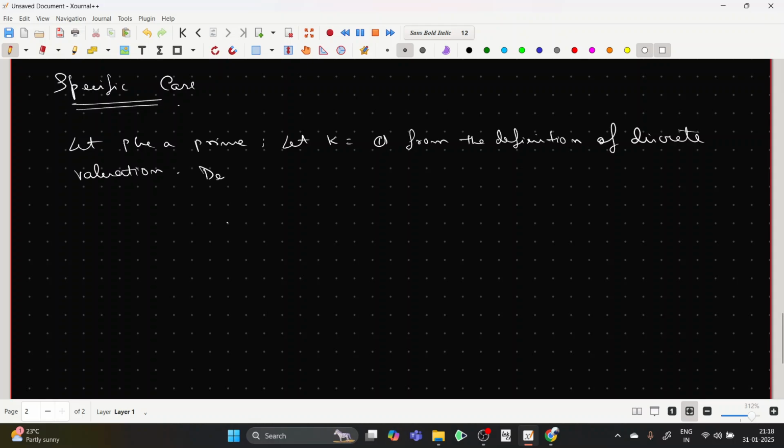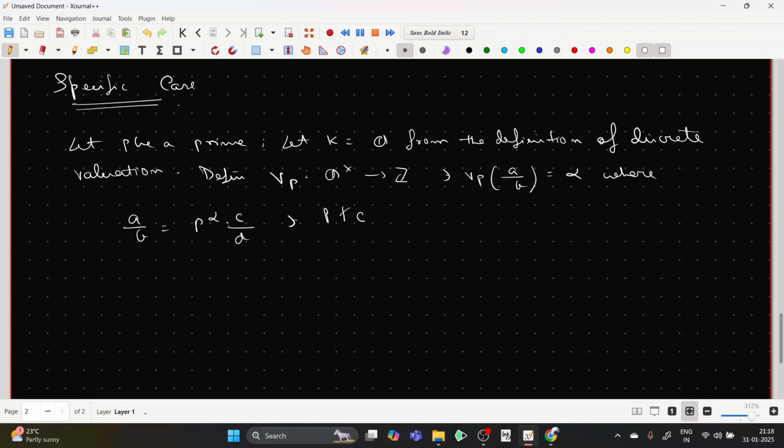Okay, define the map Vp from Q cross to Z such that Vp of a non-zero rational number. Q is a field, right? So A by B will surely be non-zero. So Vp of A by B is alpha, where A by B can be written as P to the power alpha times C by D, such that P does not divide C and P does not divide D.